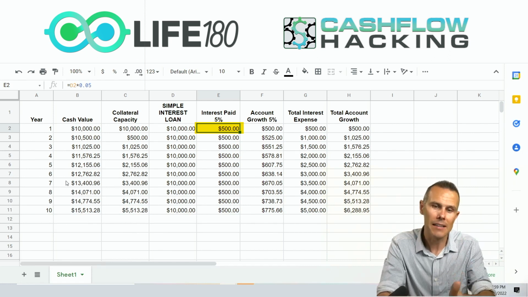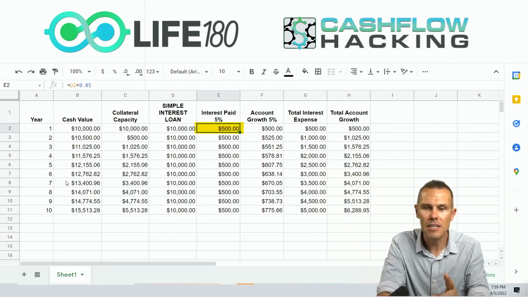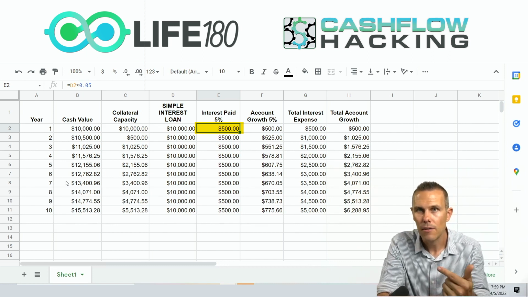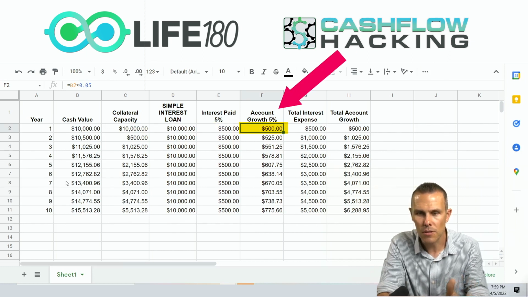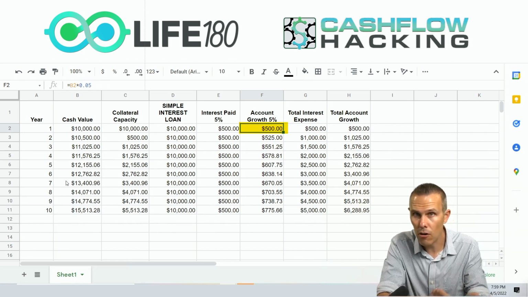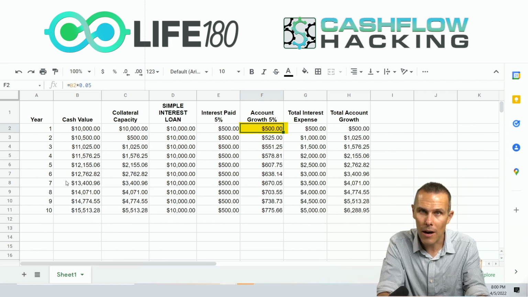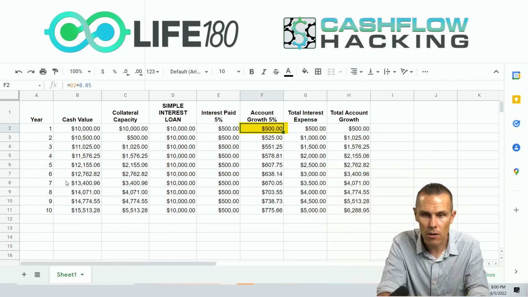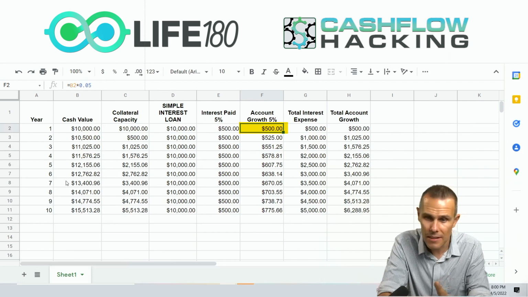So you got the $500 in interest, but here's the deal. Because you're not borrowing from your money, you're borrowing against it. That means this $10,000 is growing. So let's say it's growing at 5%. Because a lot of people would say, well, if I'm paying 5% and I earn 5%, why would I even want to borrow? I would just pay cash, right? That's the idea.